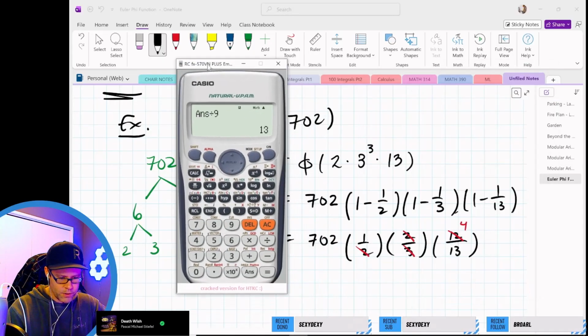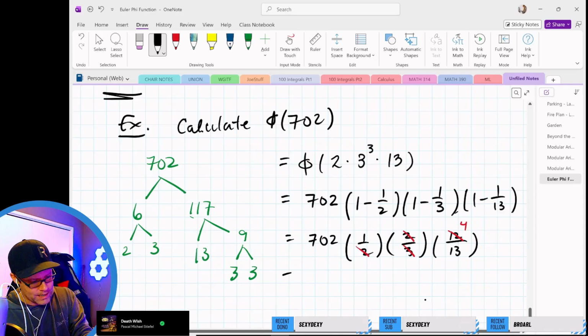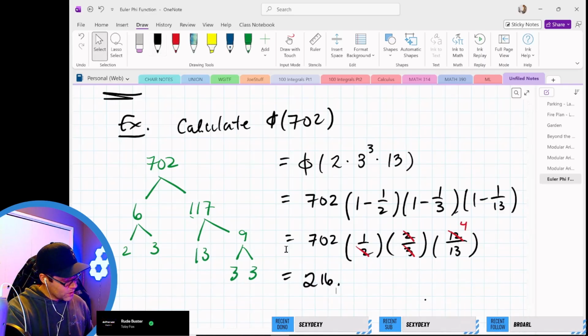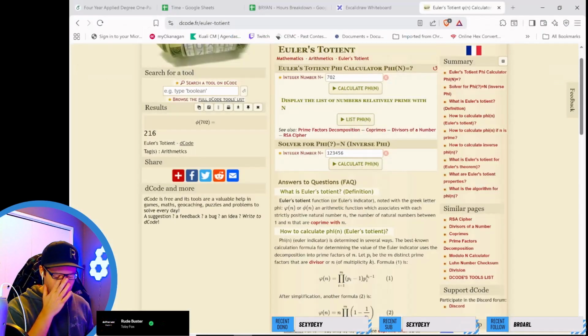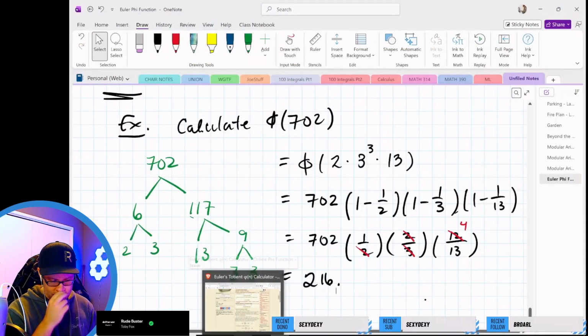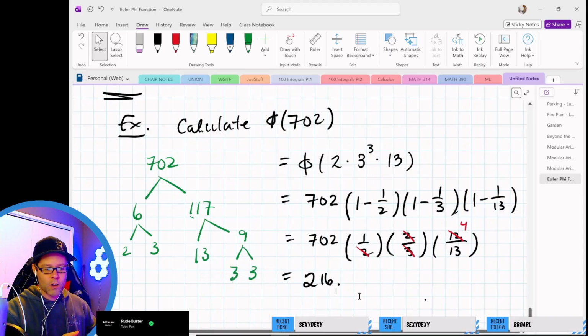So let's take 702. I'm going to go ahead and multiply by 4 and then divide by 13. So we should get 216. So I would suggest, find a website that will calculate the Euler Phi function or Euler totient function for you. Do a couple examples. Just make sure you're comfortable with how to break up those pieces by using prime power factorization. That's really all we're looking for, probably when we start to work on some of our algorithms a little bit later.